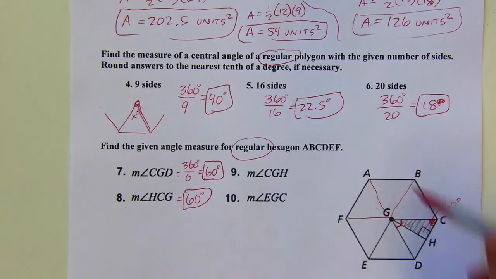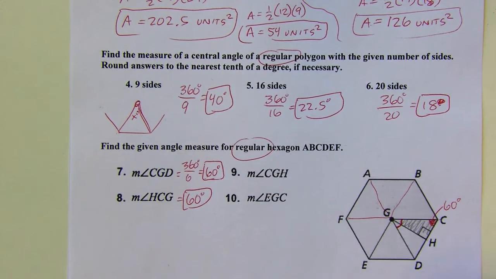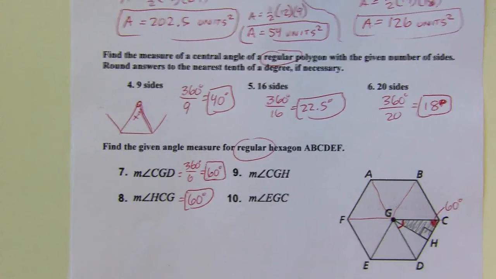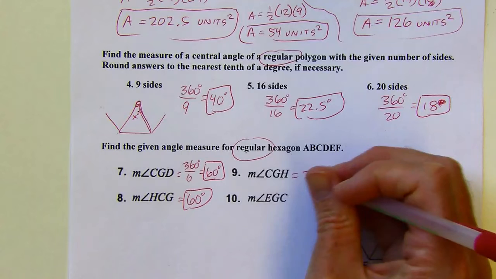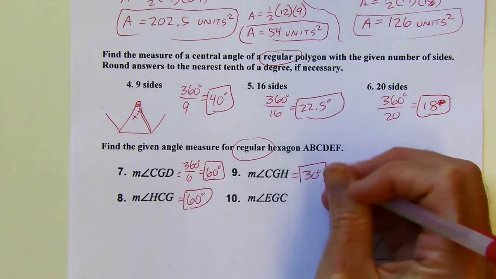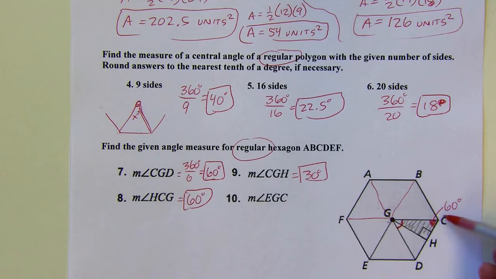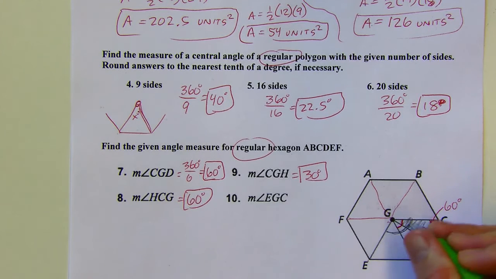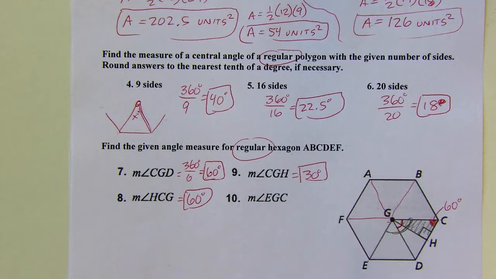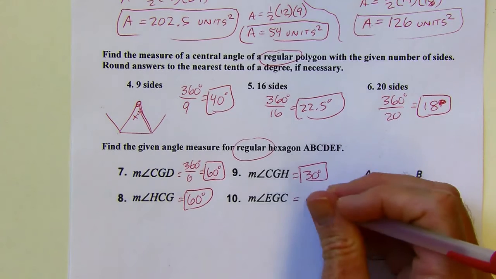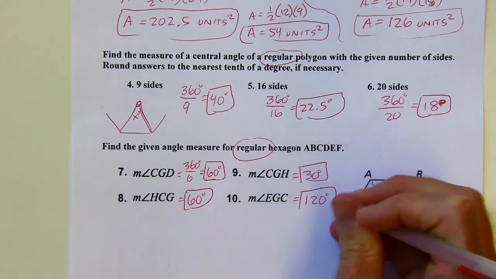Okay, CGH is the 30-degree angle there. Already figured that out. Okay, and then EGC. Well, EGC is 2 of these full slices. Each slice is 60 degrees, so I'll just double that, and that means I got 120 degrees there.